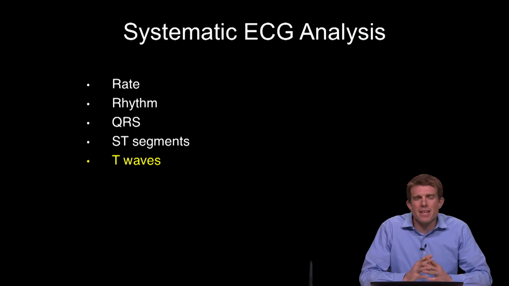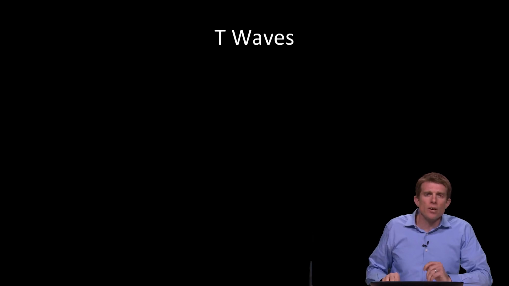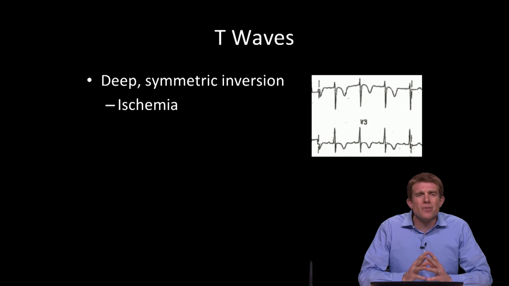So as we move from the ST segments, we want to do our last section, which is looking at the T waves. And when I look at the T waves, the things I really want to focus on are, are there deep symmetric T wave inversions? Because if you see deep symmetric T wave inversions, especially in the anterior leads, this can be a sign of ischemia or a pulmonary embolus.